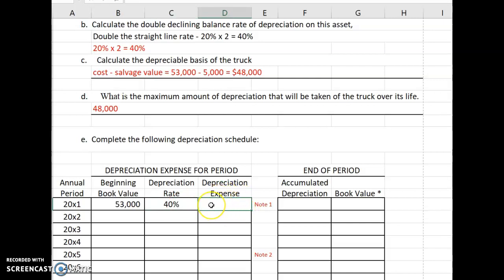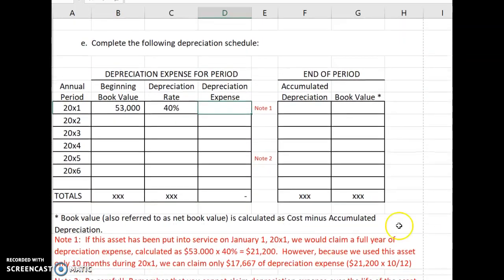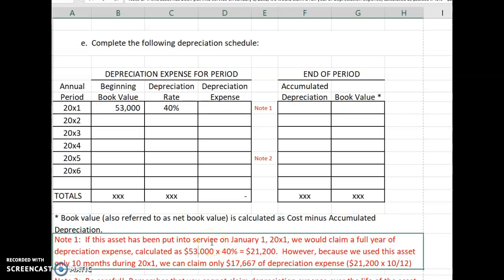Now, for depreciation expense for year one, you have to be careful. Notice I've got a note here. If you go down and read the note that I gave you, it says, if this asset had been put into service on January 1st, X1, we would claim a full 12 months worth of depreciation expense in X1. And that would be calculated by taking the $53,000 of cost times 40% to equal $21,200 of depreciation expense.